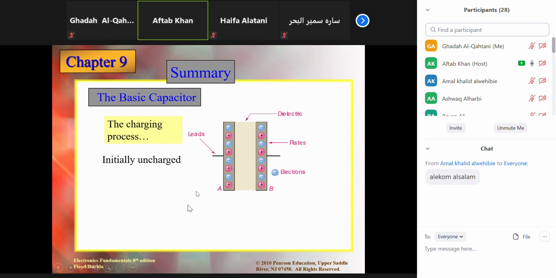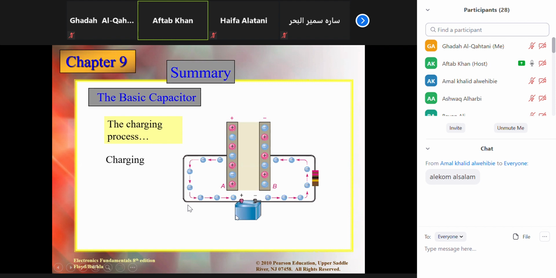What happens if we connect the battery to it like this? If we connect the positive terminal of the battery to this side and the negative to the other side via a resistance here to control the current flow, what will happen? The electrons from this side start attracting towards the positive terminal, and the electrons from the battery are attracted towards this terminal. Because this process will start, after some time the capacitor will be fully charged.